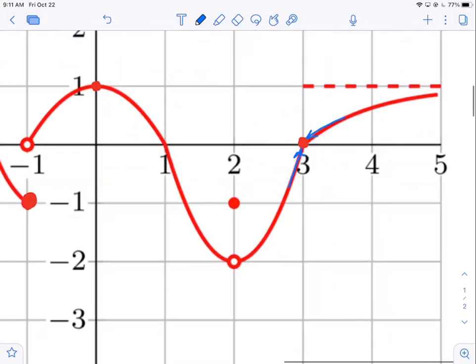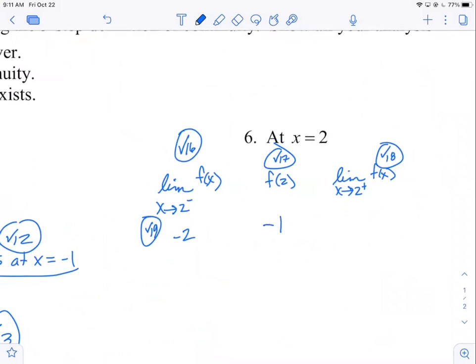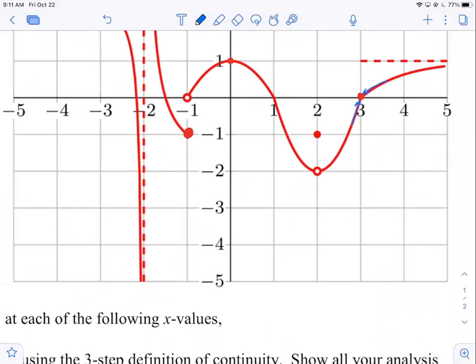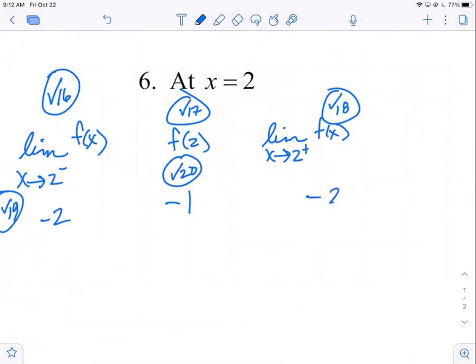F of 2. There happens to be a dot, right? It's right here at negative 1. So this is negative 1, and that's the 20th check already. Wow. And then the limit from the right of 2, if we look at the graph, it's going to the open circle, which is also at negative 2. So that's the 21st check.